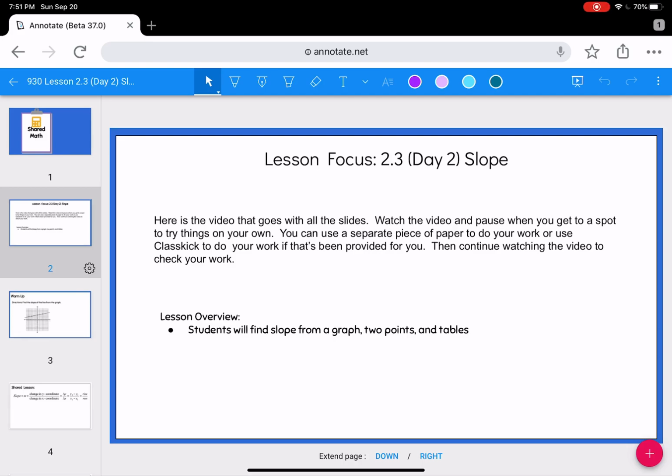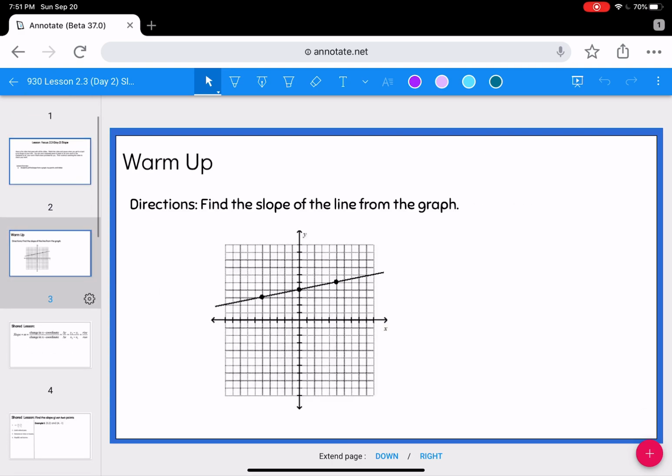I'm going to be going over today's lesson, 2.3, day 2, and we're going to be talking about slope again. Today we're going to be finding slope from a graph. We're going to be given 2 points, and we're going to be given tables. We're going to find the slope of all of that here.